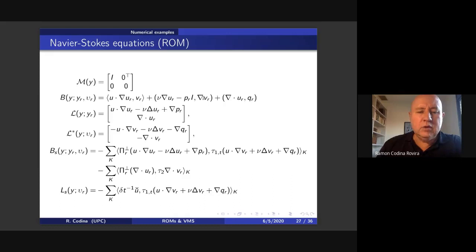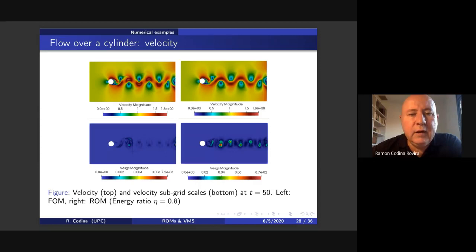So we have here the first example, which is the classical example of the flow past a cylinder. There is a flow that comes from the left and hits that cylinder and provokes that vortex shedding behind the cylinder. Okay. So what we have in this picture on the top left are the contours of velocity for the full order model. So that is what you get with the full order model. And that's what you get with the reduced order model.